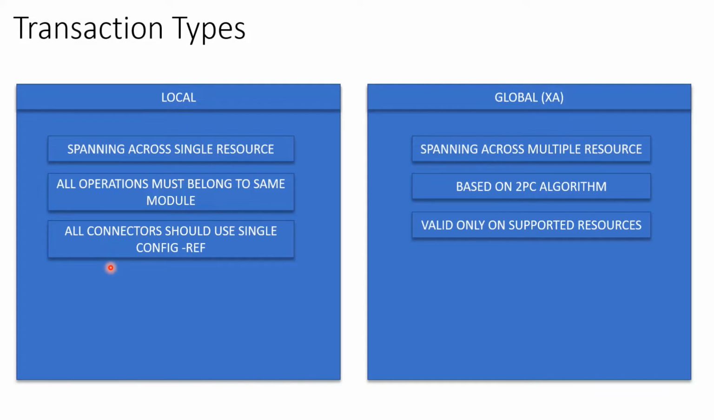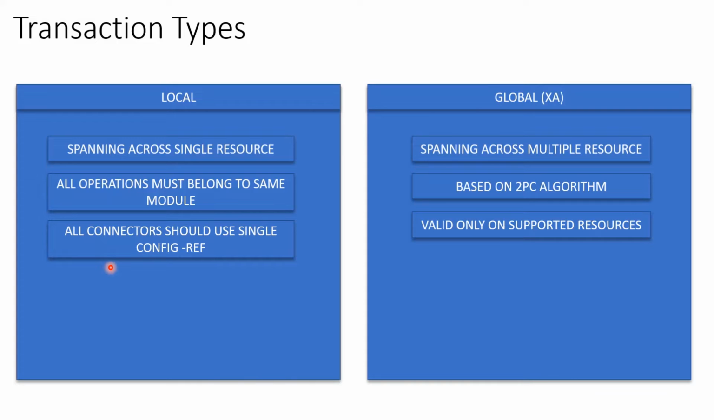So let's understand local transactions first. What are local transactions? As the name suggests, they are local to a single resource. It means that it spans only a single resource. So if you have one database, it will take care of any tables present in that database. If it is two databases, the local transactions won't work.